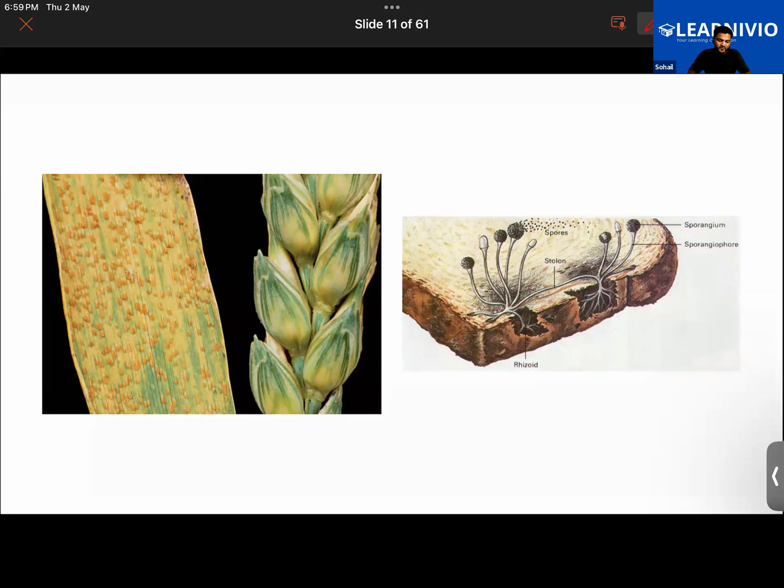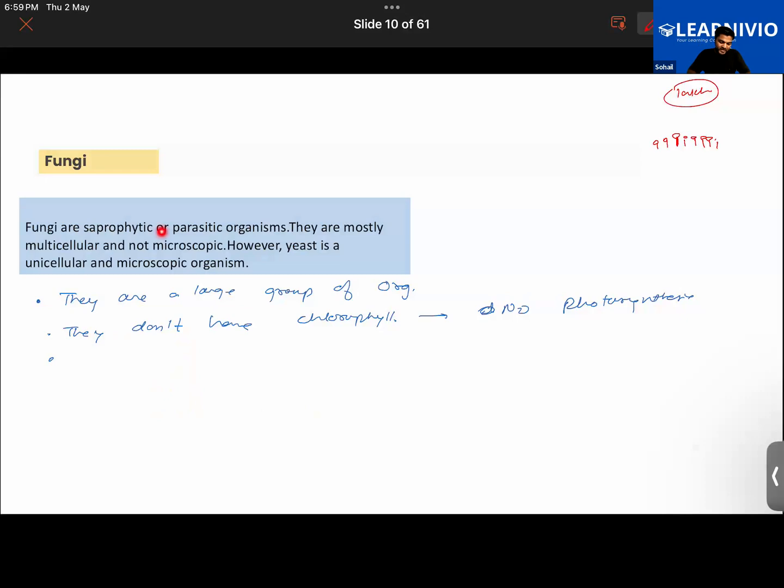So to say that fungi are either parasitic or saprophytic, you would say they are both. But the majority of them are saprophytic. Very few of them are parasitic in nature. But we can write both, right? Yes, we have to write both of them. Getting it now? Okay, sir. So I hope you guys have understood it.